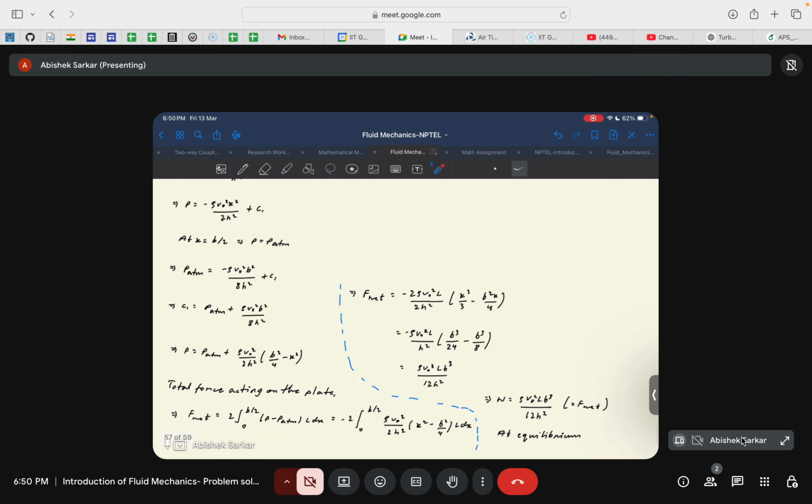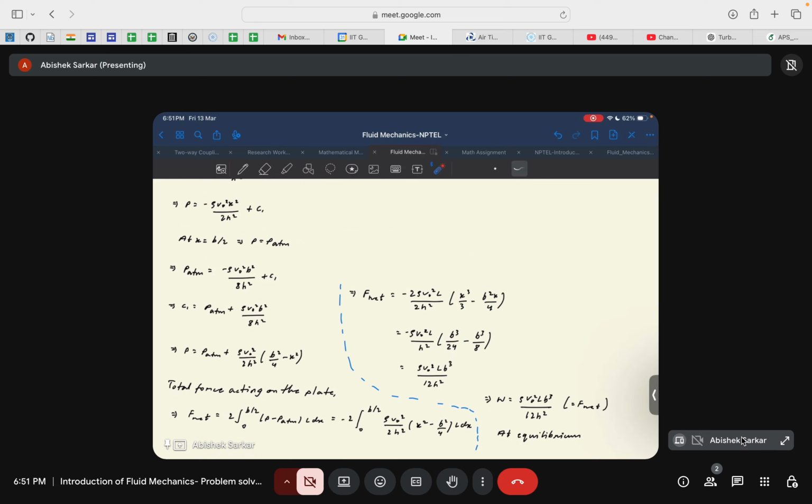So if you apply that boundary condition, you will get the value of the integration constant C1 as PATM plus rho v naught square b square by 8h square. Or if you substitute the value of C1 in this expression, you will get PS equal to PATM plus rho v naught square by 2h square times (b square by 4 minus x square).